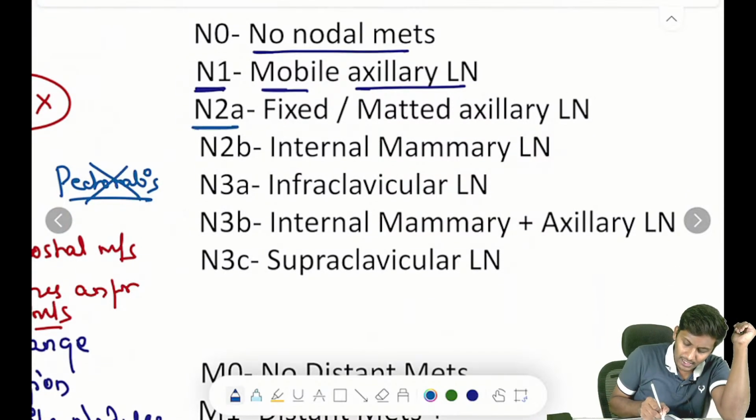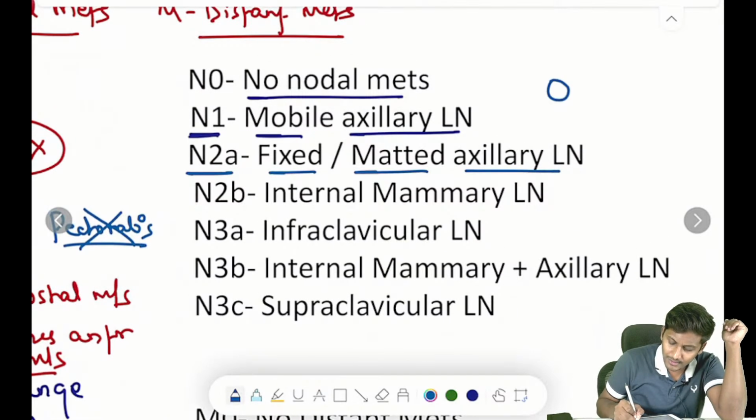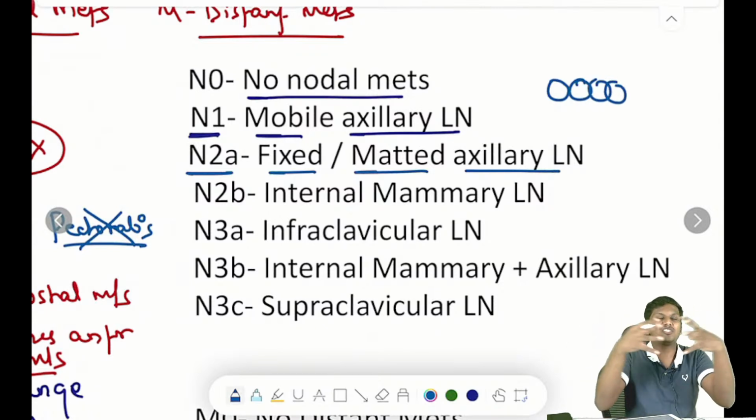N2A means if there are fixed or matted axillary lymph nodes. What does matted mean? For example, one axillary lymph node is involved, second is involved, third is involved. So all of them are actually combining together.